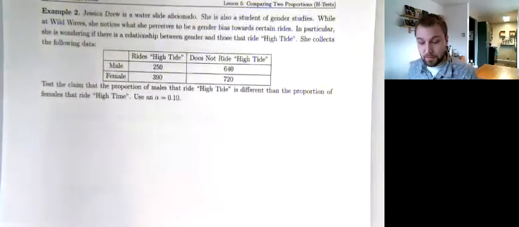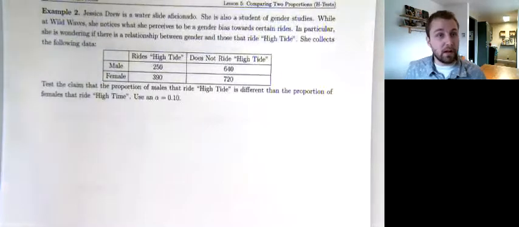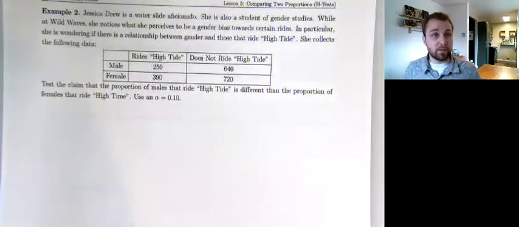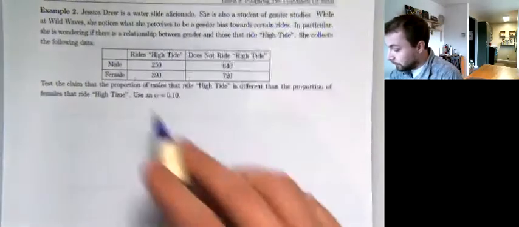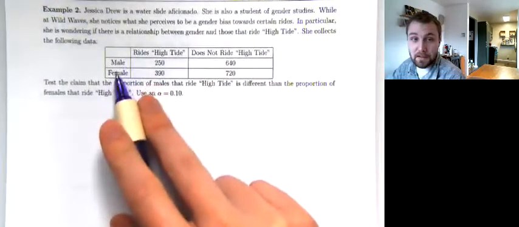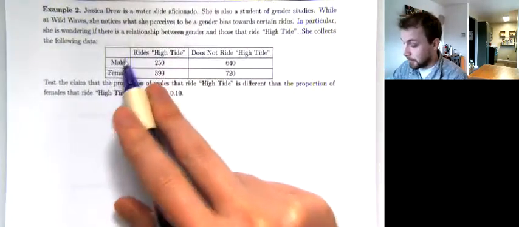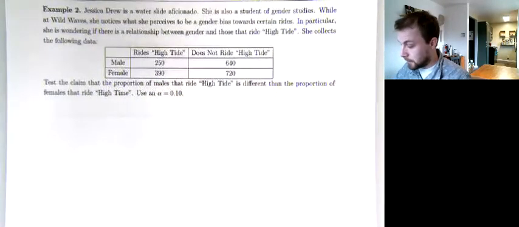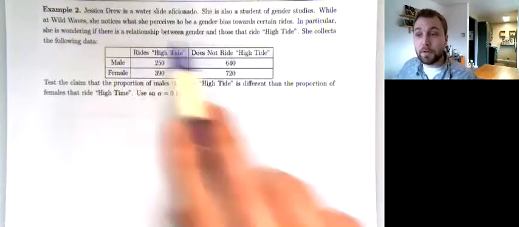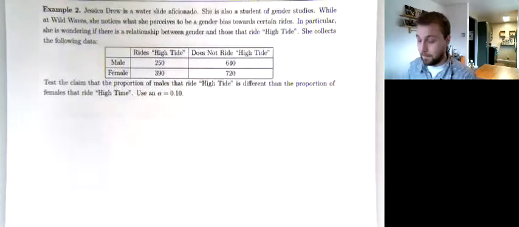So Jessica Drew is a water slide aficionado. She's also a student of gender studies, and she thinks that there is a gender bias when it comes to certain rides. So to test to see if there's a relationship, she asked people their gender, however they identify. She only got people that identified as male or female. I might question her ability as a gender studies student. And if they rode or did not ride the ride High Tide.